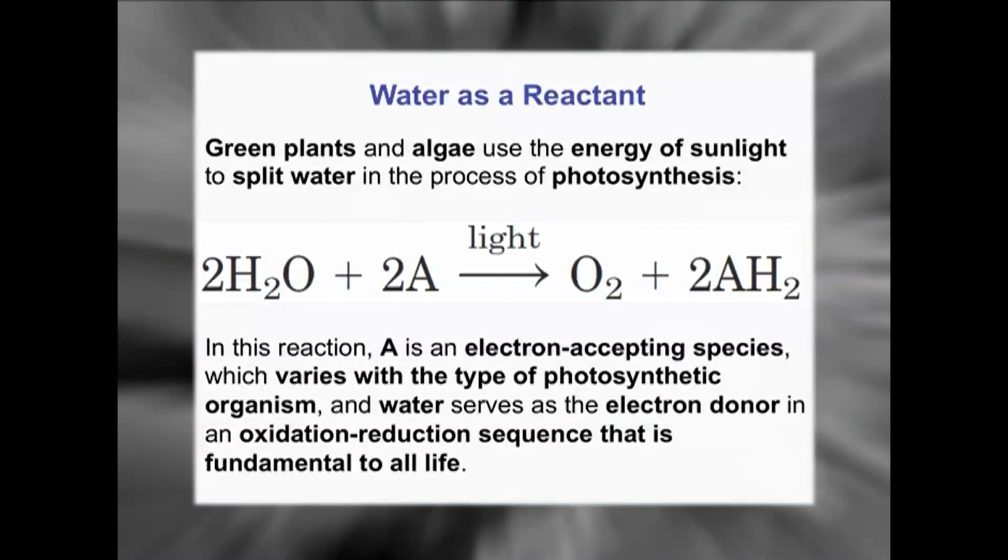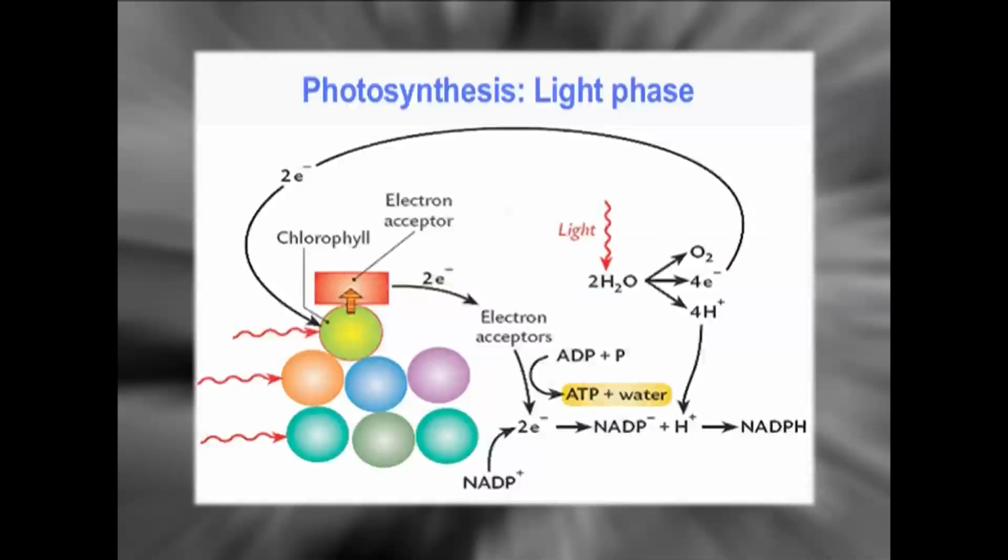Then of course we have one of the most important reactions of life, that is photosynthesis, where green plants and green algae use the energy of sunlight to split water. So in this reaction you have water and you have this species A, which is an electron acceptor, where water donates its electron to A. Usually this is a series of oxidation reduction reactions and fundamental to all sorts of life.